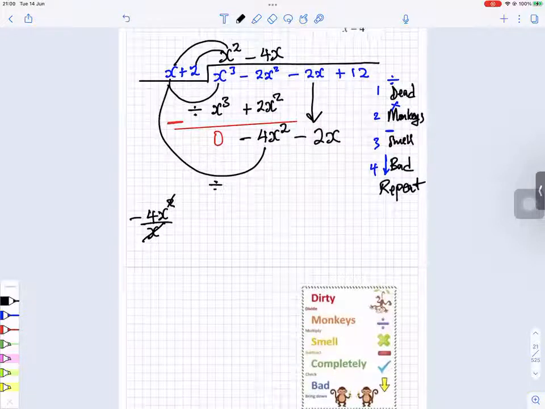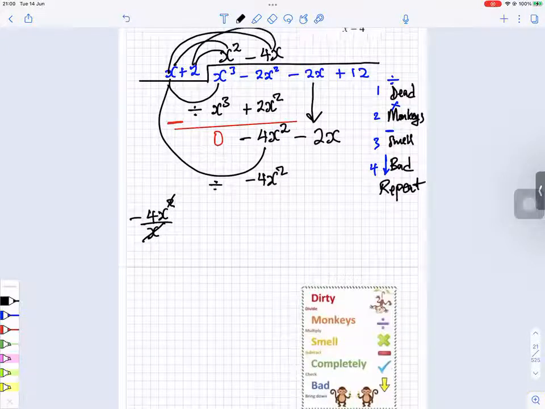You do the multiply. 4x times x. It gives you the minus 4x squared. 4x times 2. It gives you minus 8x. And then you go to the next one, which is subtract. Minus 4x squared minus minus 4x squared, that gives you 0.